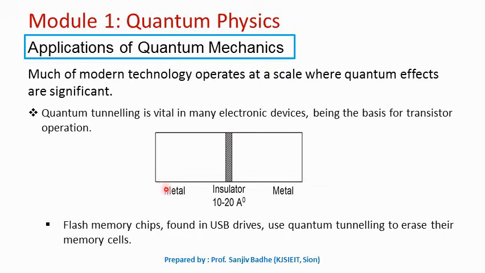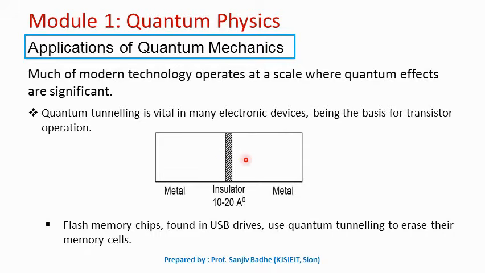Now, what is quantum tunneling? If you have two metal layers separated from each other by an insulating layer sandwiched between them, then we know electrons cannot pass from one metal layer to the other. But an interesting thing is observed when the thickness of this insulating layer is reduced to the order of 10 to 20 angstroms. The electrons can tunnel through the barrier between the two metal layers and come from one side to the other.